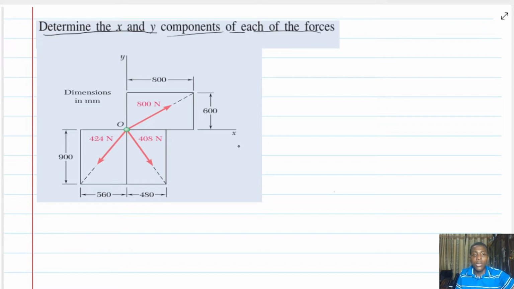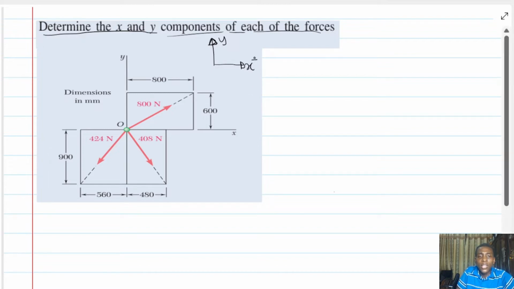Okay, so the first thing to do in this problem is to come up with a convention. Now this is the convention: y, x. So what this means is that every force in this direction along the x is positive, and every force in this direction along the y is positive. Once there is a force which is not in this direction, it will be assigned negative.